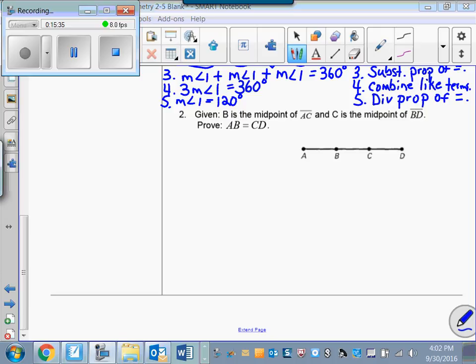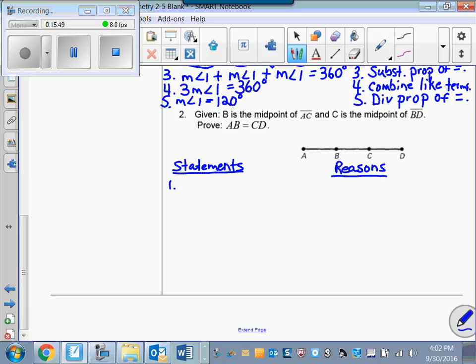All right, here we go. So let's set up our table, our 2 columns, statements, reasons. Number 1, of course, we're going to put what's given, and that is B is the midpoint of segment AC, and C is the midpoint of BD. That's all given to us. And that's all that's given.